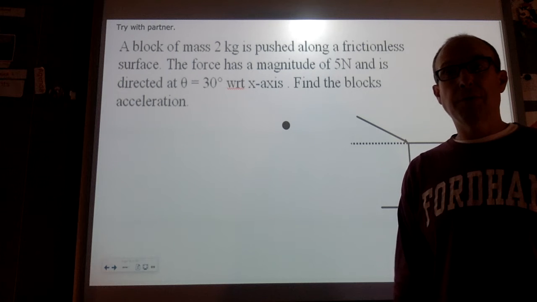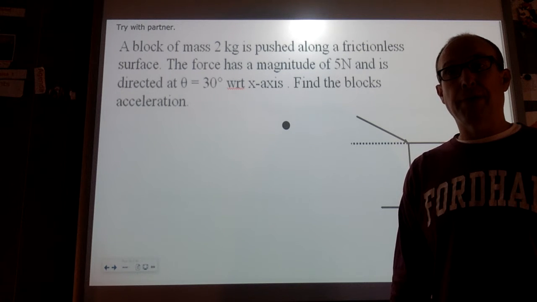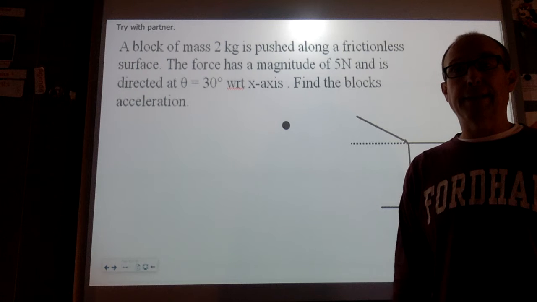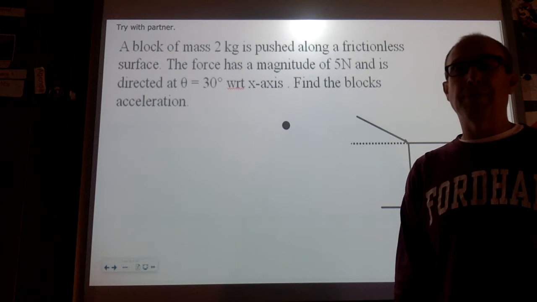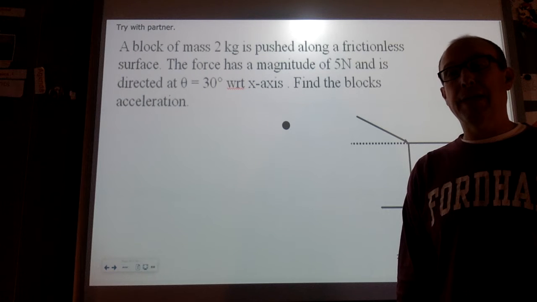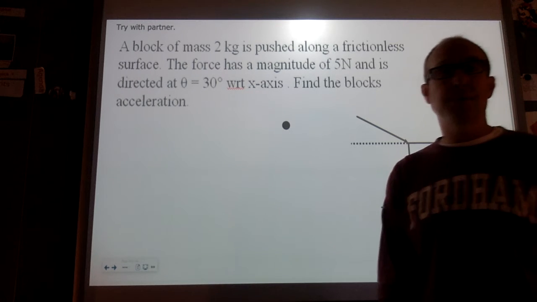Welcome back, guys. We're going to try to do some more complicated Fnet equals MA problems. So if you remember in the last class, we talked about how we would decide which was accelerating, but we didn't have to break anything into components. That's not going to be the case anymore. We're going to have a couple additional steps.